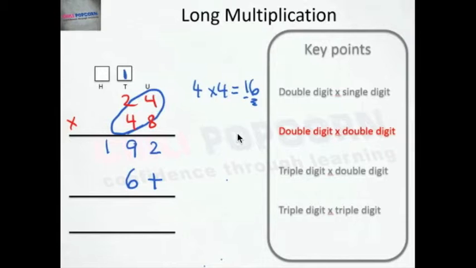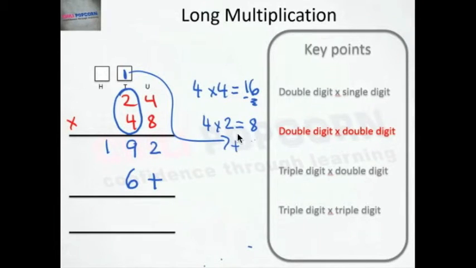Now, let me just take out the circle. I'll just tidy this up a bit. I'm going to multiply the 4 with the tens. So 4 times 2 is equal to 8. And I'm going to add this number back into the 8. So plus 1, that's equal to 9. Now we write down that 9 over here.